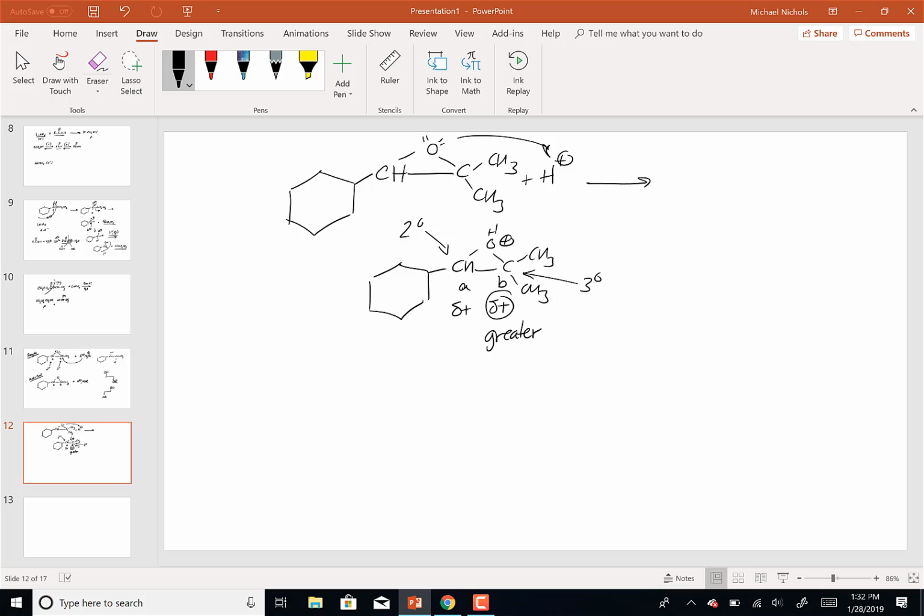Now, if I did break the bonds and put the OH on carbon A, it would be a tertiary carbocation fully. If I broke the carbon A oxygen bond, then it would be a secondary carbon. And which one of those is going to be more stable? The tertiary one. But I don't break the bond completely.